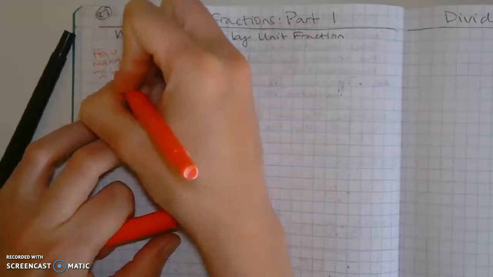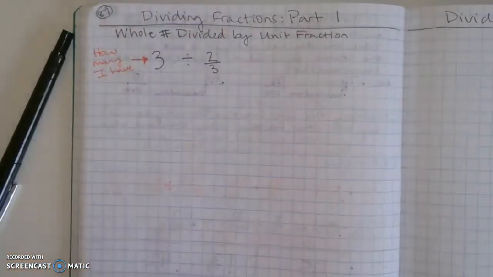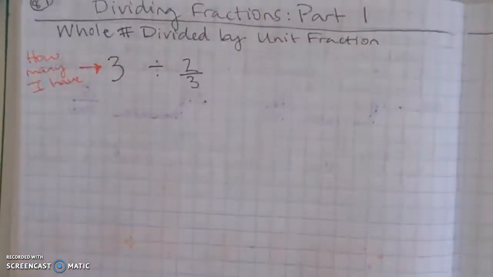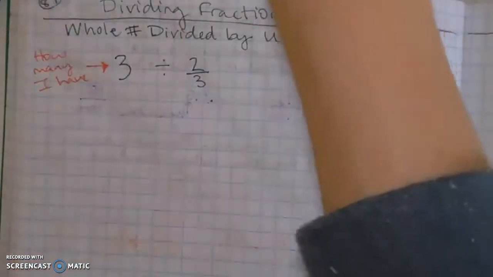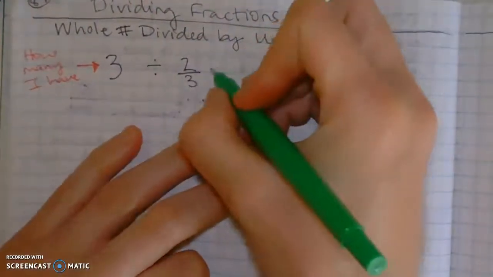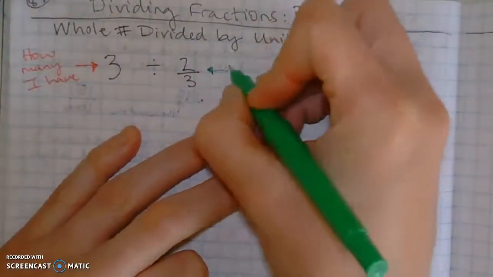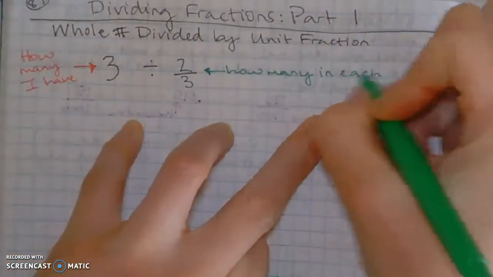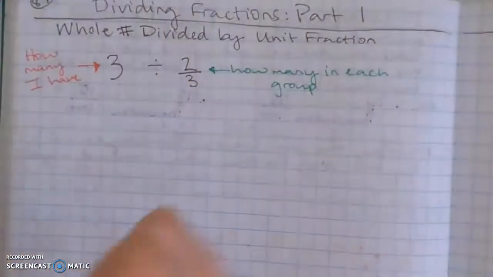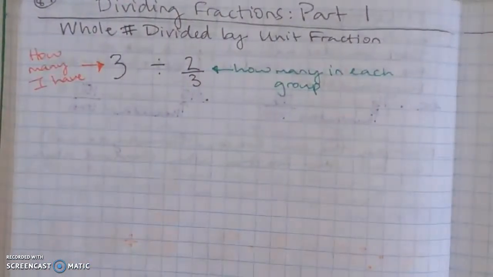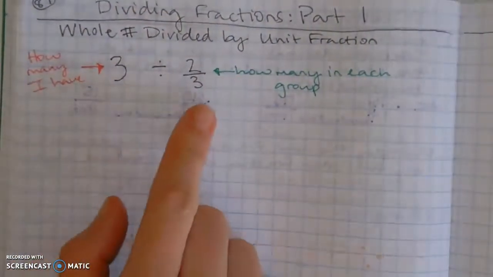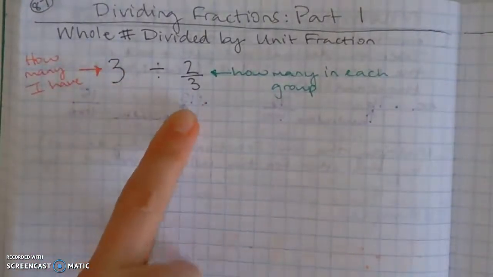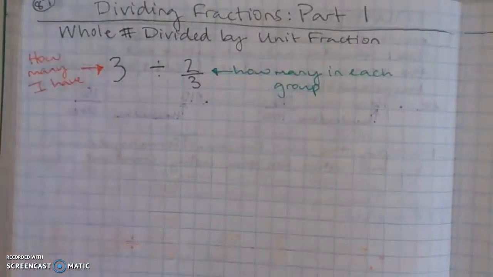And this could be cookies, it could be pencils, it could be cars, whatever you have. And the fraction part is going to be how many are in each group, okay? So it might be that each person is getting 2/3 of something, or each cookie needs to be broken into 2/3 pieces, however you want to phrase it, depending on the problem, okay?